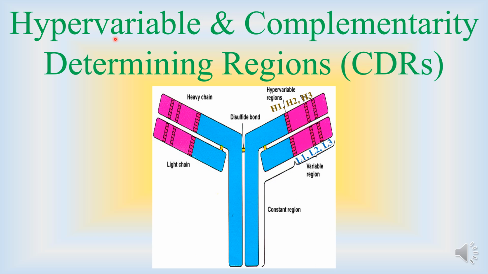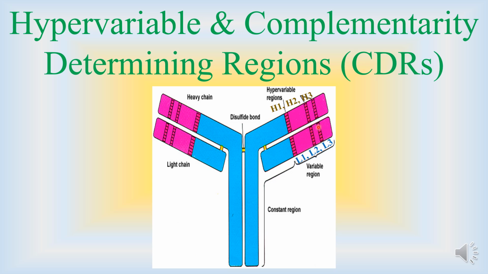Now if we take a deeper look into the variable region, we will see two more regions, that is the hypervariable and less variable regions. The hypervariable regions are the domains present on heavy as well as the light chains in an immunoglobulin, and they are directly in contact with the antigen. So the binding property of an antibody are determined by these hypervariable regions.